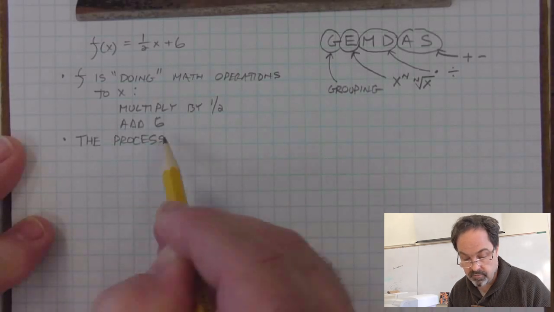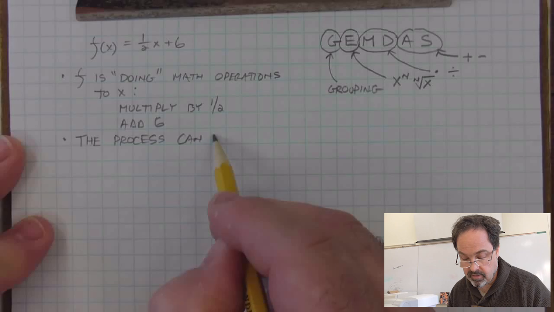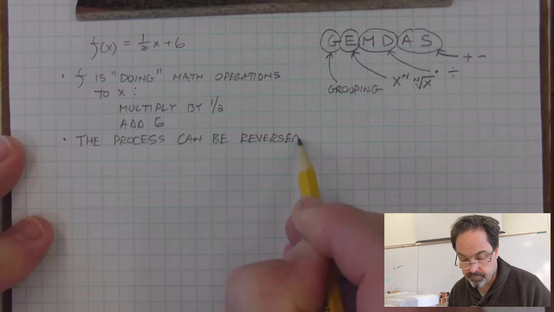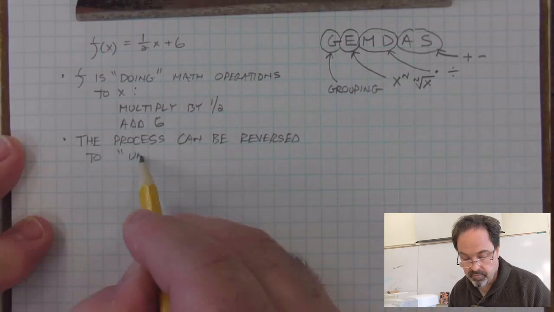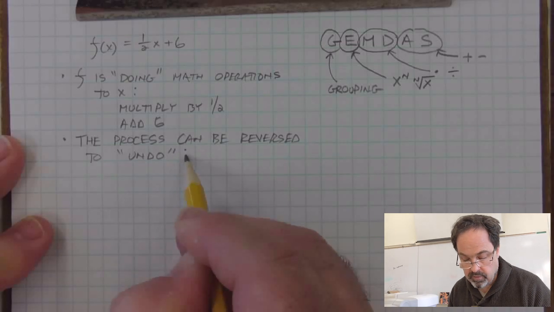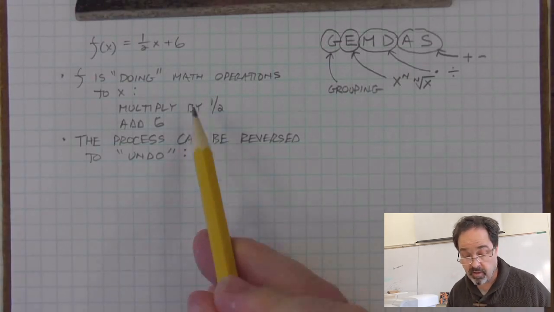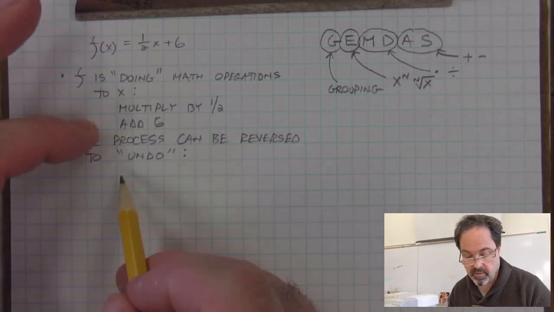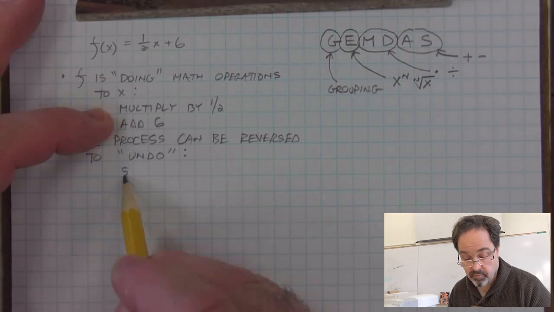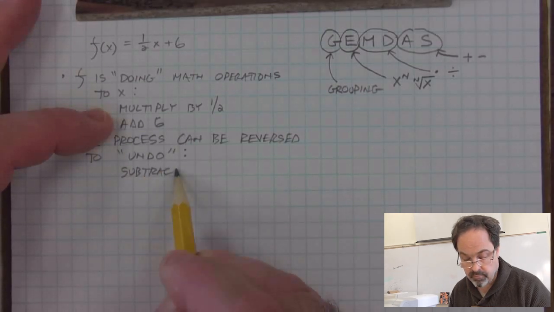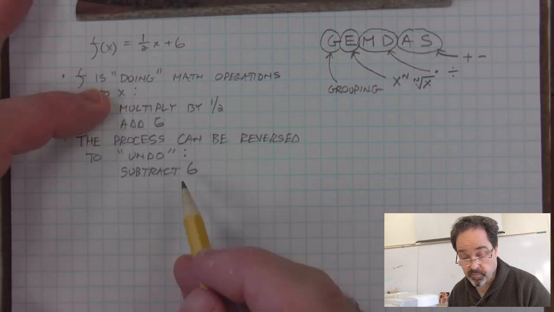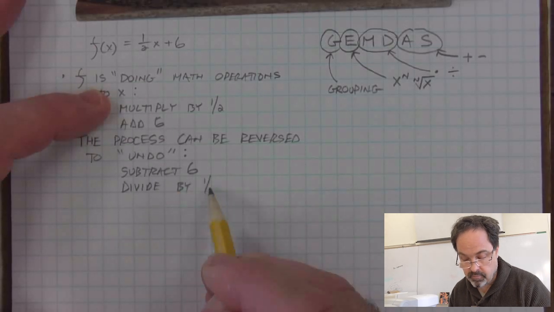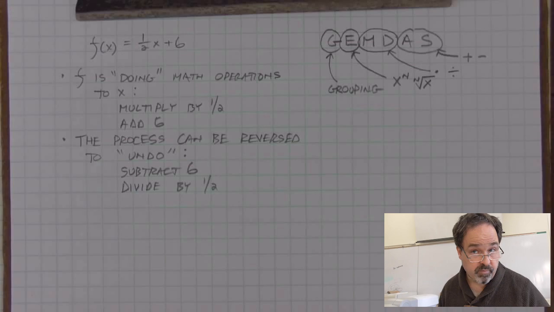The process can be reversed. To what we say, undo. If the process is multiply by 1/2 and then add 6, the reverse of that process first starts with the inverse of addition, which is subtraction, and then the inverse of multiplying by 1/2, which is dividing by 1/2. Which is the same thing as multiplying by 2.